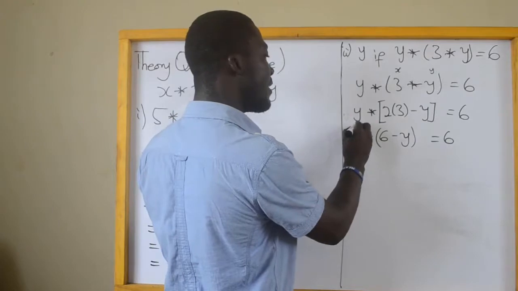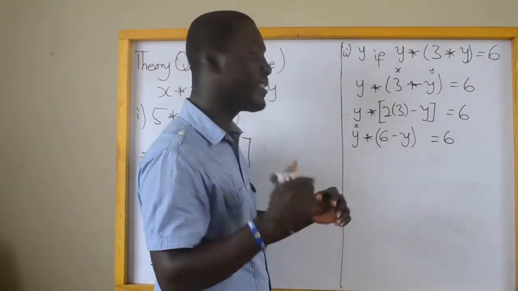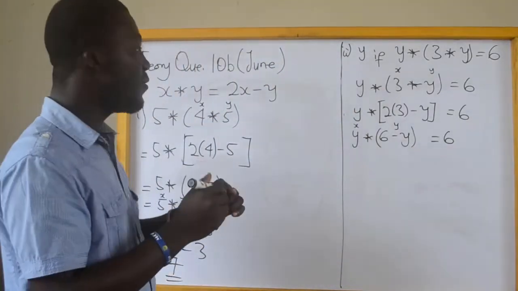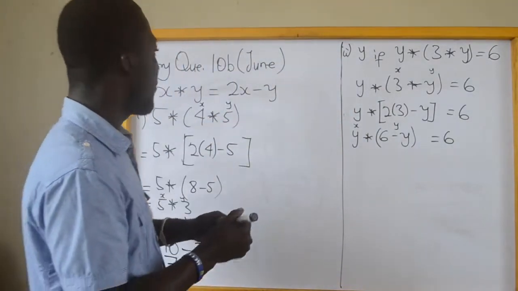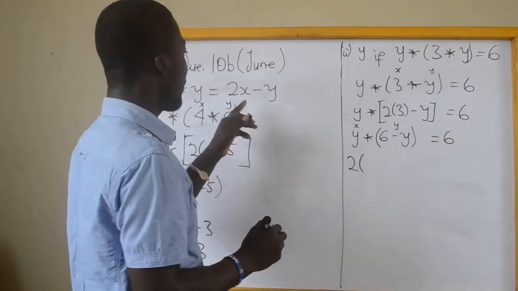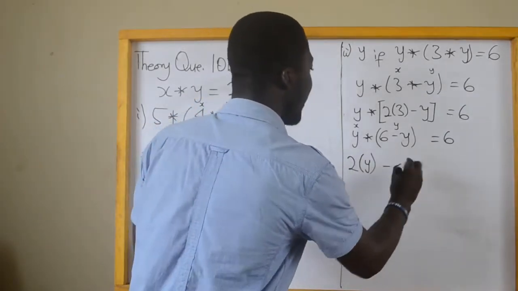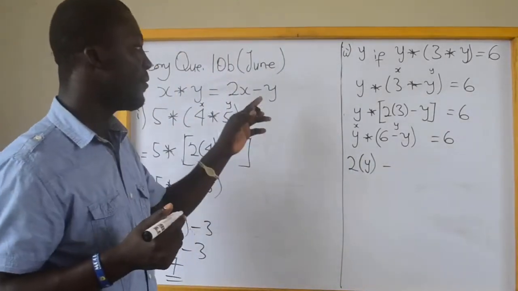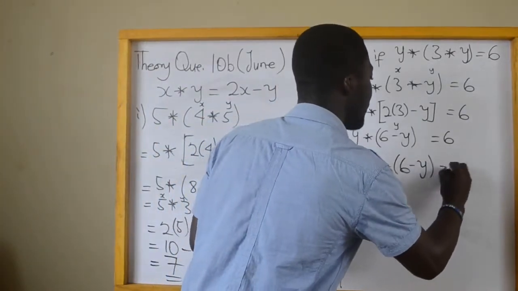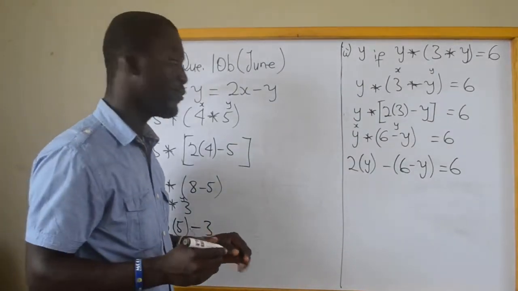This y represents our x, and 6 minus y represents our y. So when we do substitution into this, we are going to get 2 into brackets our x, which is y, minus the value of y, which is 6 minus y, which is equal to 6. So this is the equation we are going to solve.